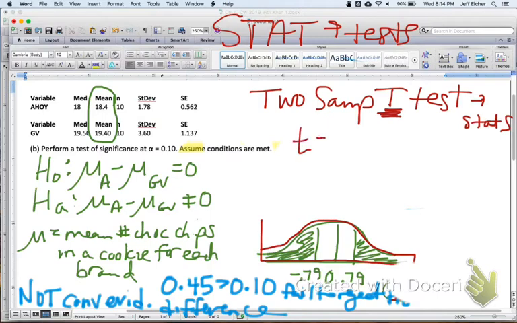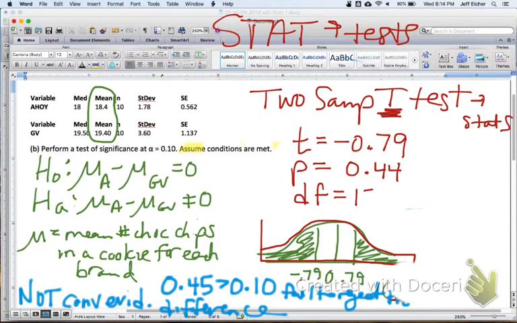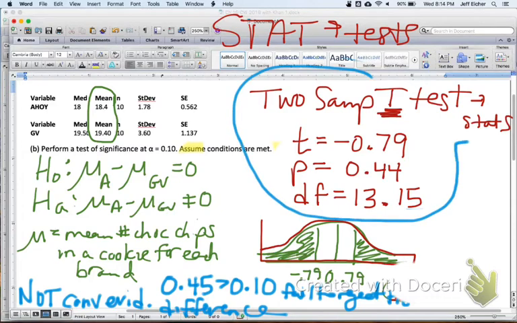This gives me the test statistic, negative 0.79. That should look familiar. P equals 0.44. That's a little different because the degrees of freedom that the calculator can calculate for us is better than our 9 that we used earlier. It would be that degrees of freedom. So, as long as you write this information, you can get out of writing the whole big formula that we wrote earlier.